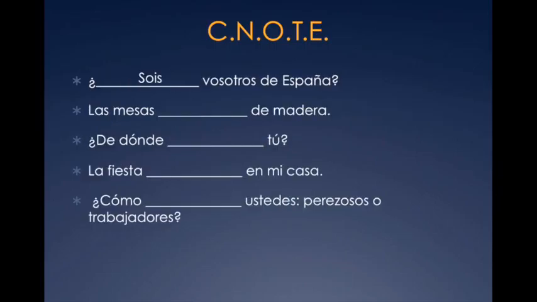"¿Sois vosotros de España?" Are you all from Spain? Again, nationality. "Las mesas son de madera." The tables are made of wood. That is a characteristic of the tables. "¿De dónde eres tú?" Where are you from? That is asking about nationality. "La fiesta es en mi casa." The party is in my house. That is an event location. And "¿cómo son ustedes?" What are you all like? Are you lazy or are you hardworking? That is asking about their characteristic.